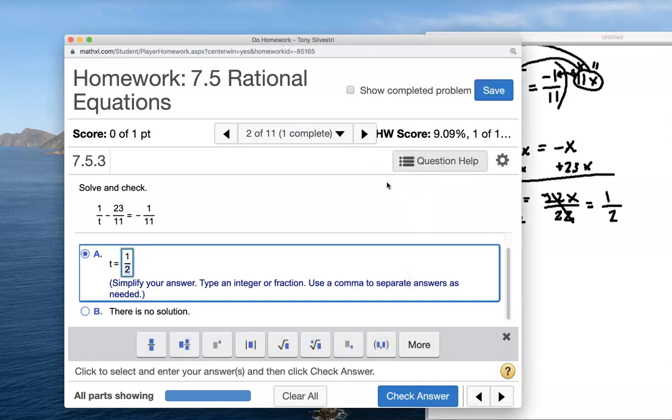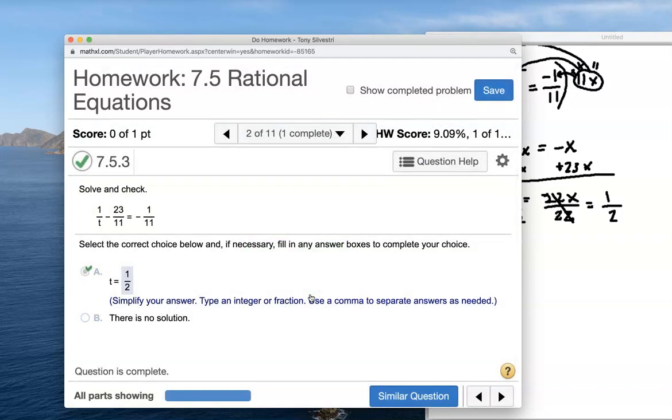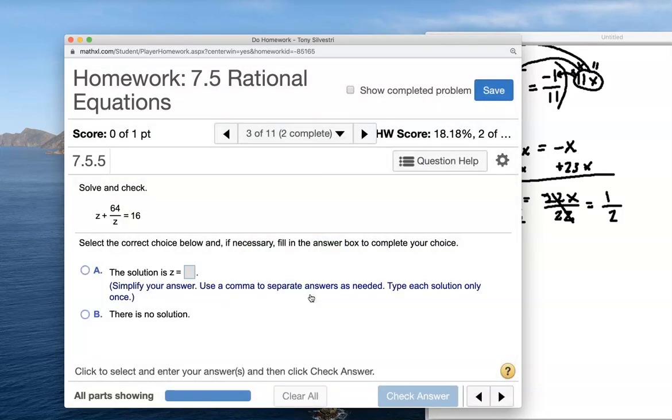Okay. And I'm going to check my answer. Nice work. Great work. 9 more. I love math. I love algebra. I can keep doing this all day.